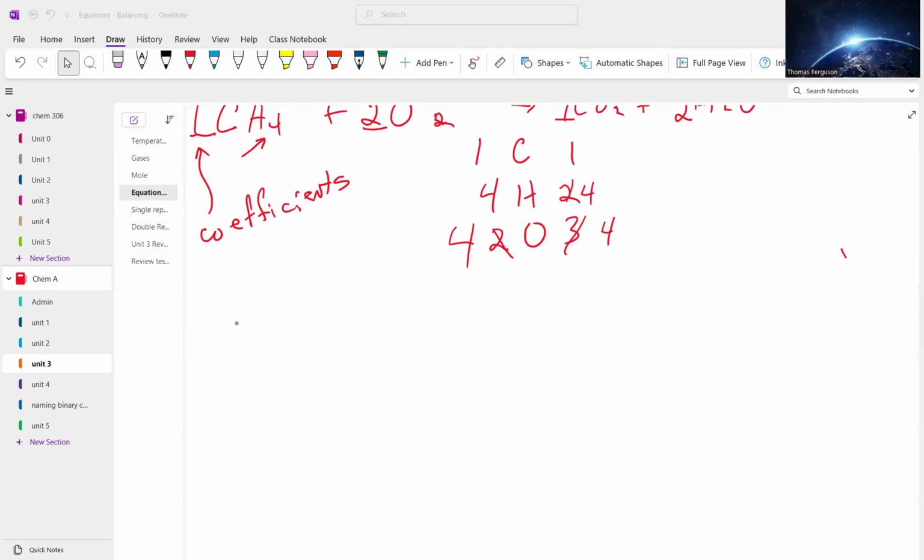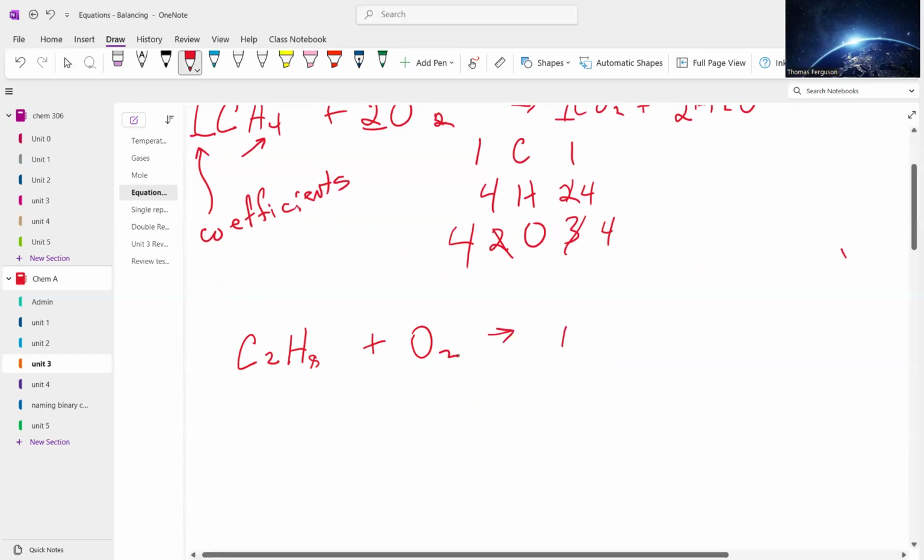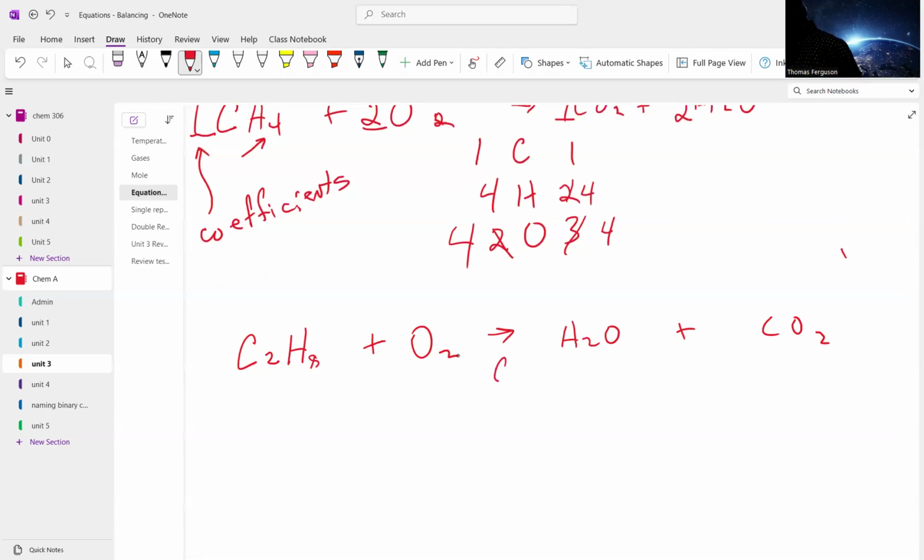Let's burn ethane. Ethane is a 2-carbon hydrocarbon. Let's burn it in oxygen. Okay. Step 1, inventory. Okay, we have 2 carbons, 1 carbon, 8, 2, 2, 3. So we are all over the place.